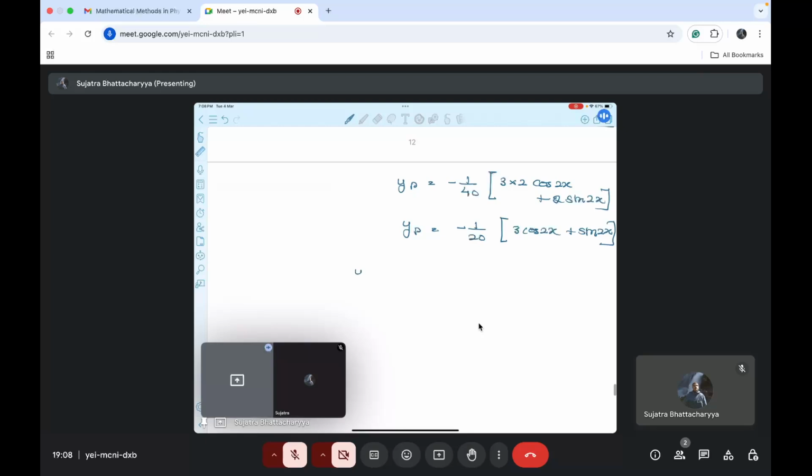Therefore, y, the total solution, will be yc plus yp always. So y is equal to c1 e to the power minus x plus c2 e to the power minus 2x minus 1 by 20, 3 cos 2x plus sine 2x.